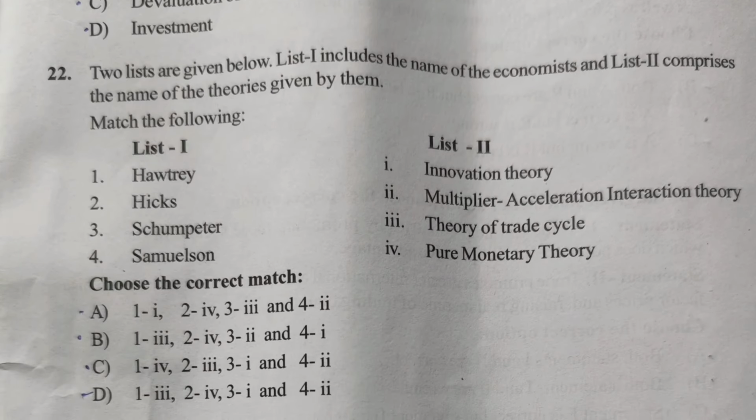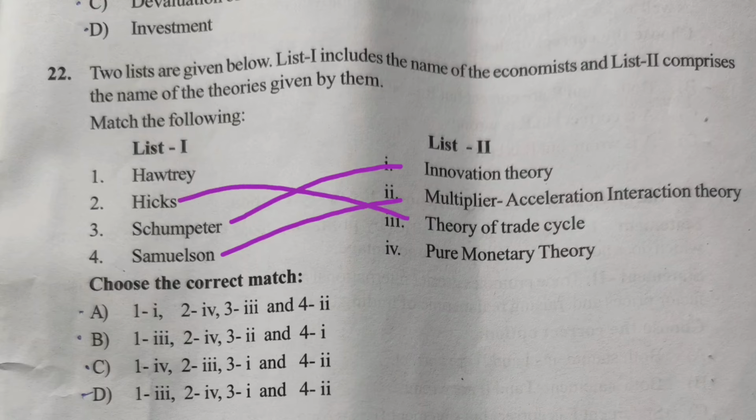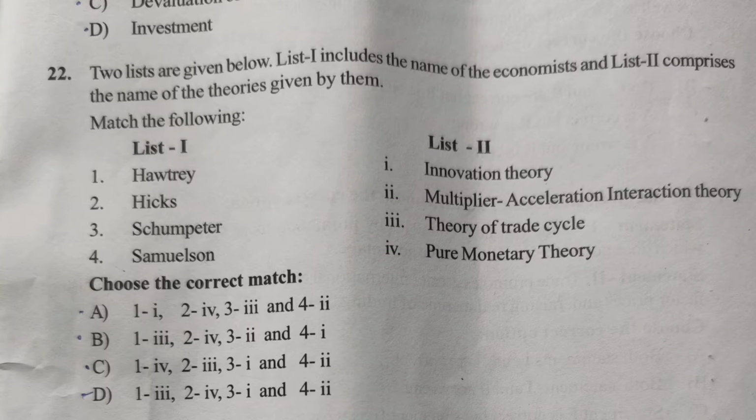Then we have 22. We have to match them. So first, let's take them. Samuelson will go for multiplier acceleration interaction theory. Schumpeter will go for innovation theory. Hicks for theory of trade cycles. Hawtrey will go for pure monetary theory. So you can match the correct options here.